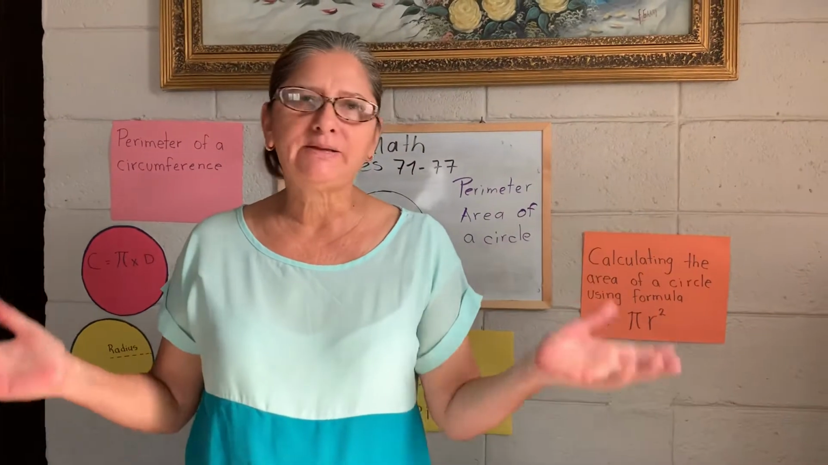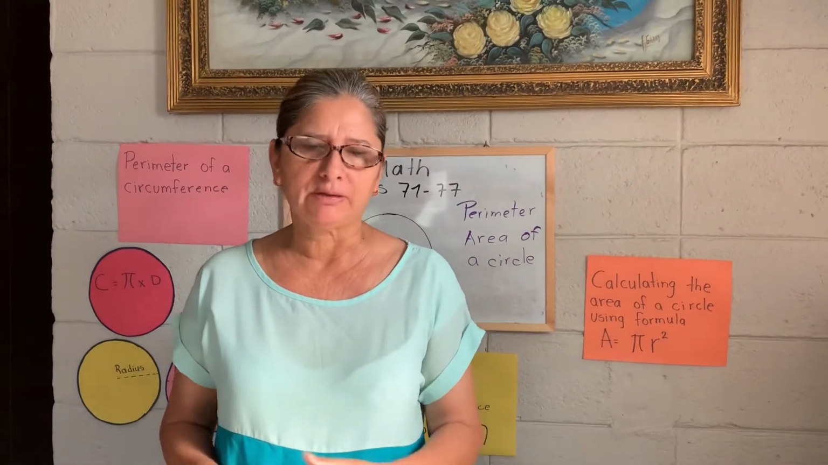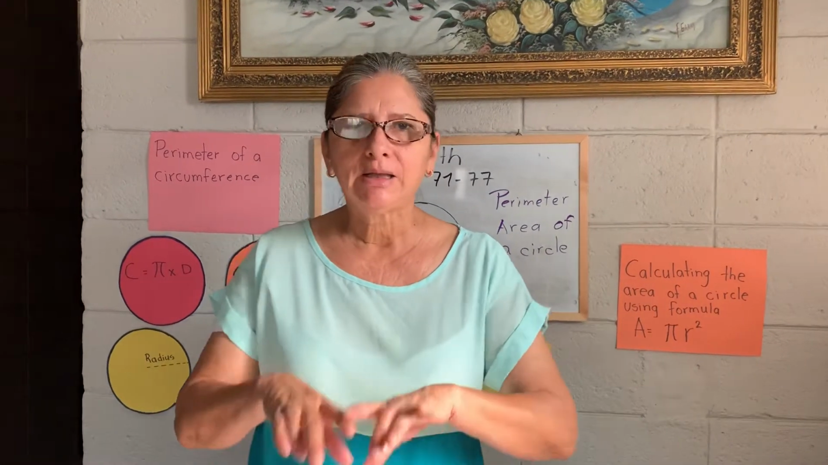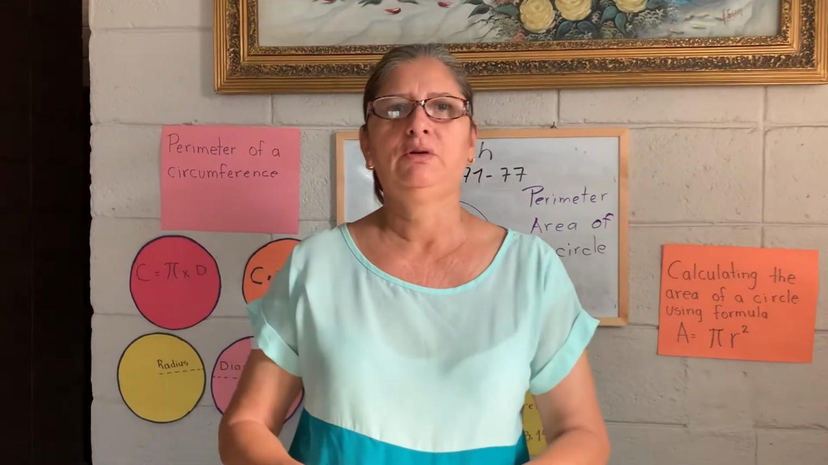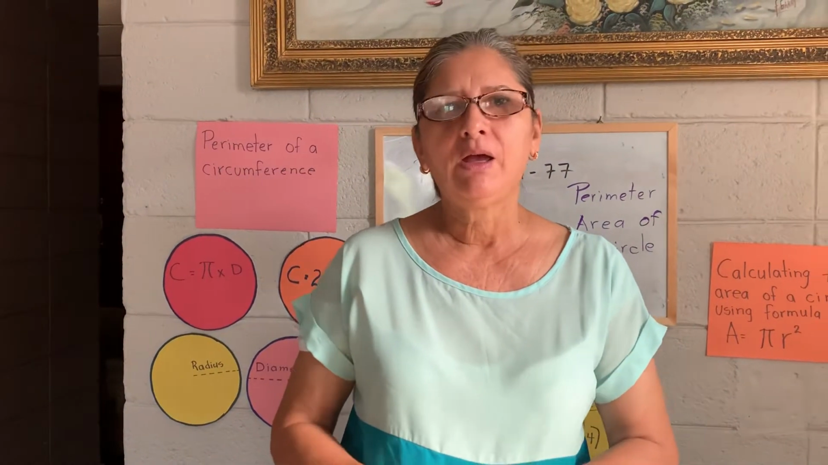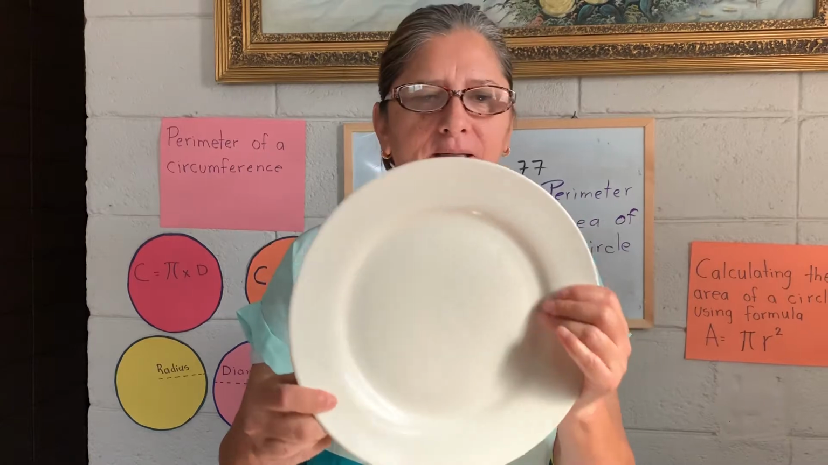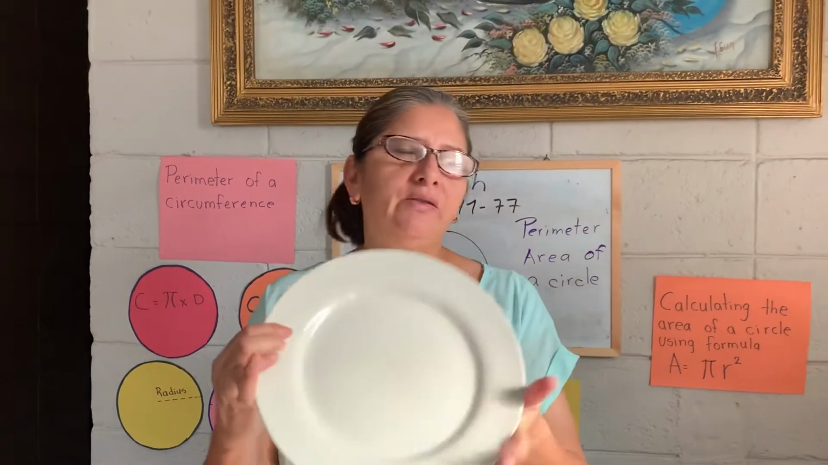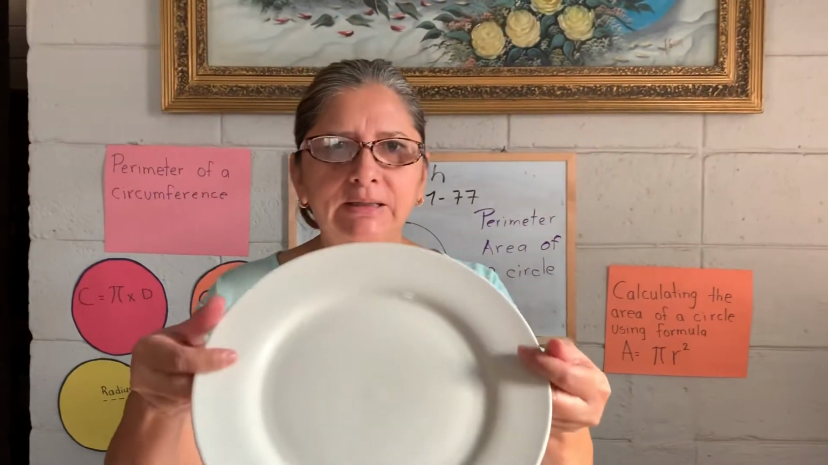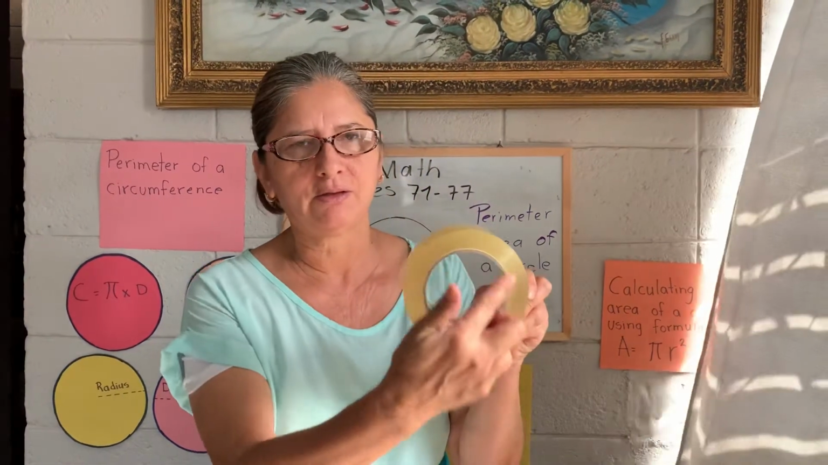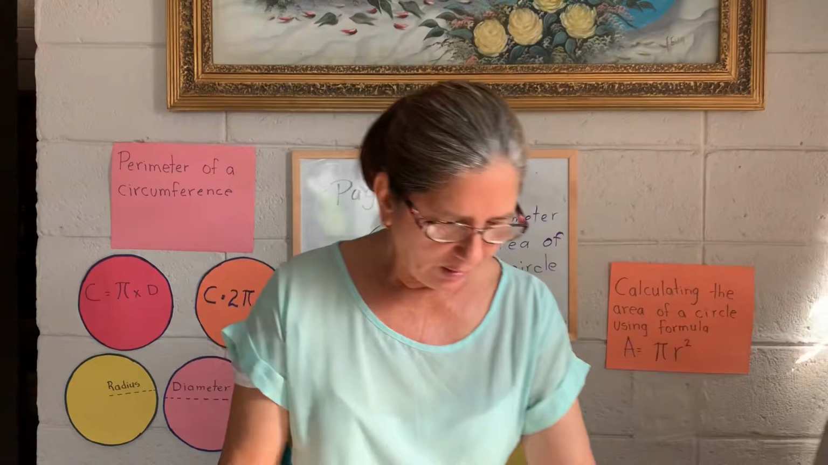You know that a circle is any round object. We have, for example, the pizza. The pizza has a round shape, and a wheel, and a plate. This plate is a circle. Can you see? There are big circles like this, and there are small circles like this. Look, this is a circle.